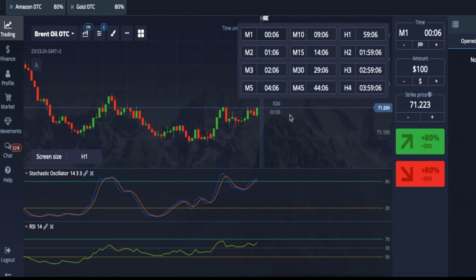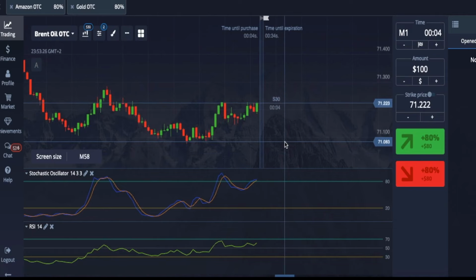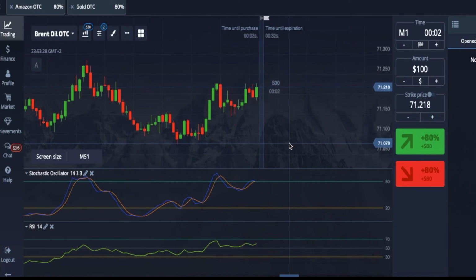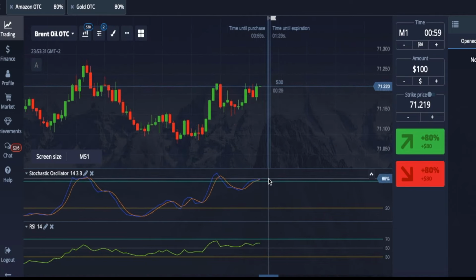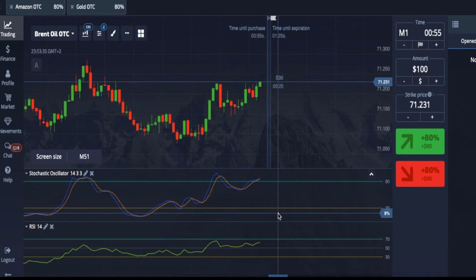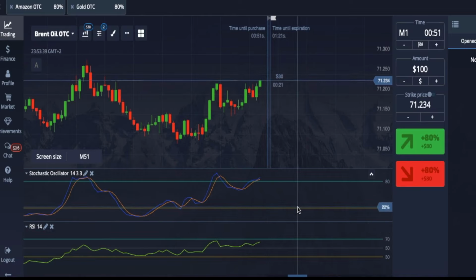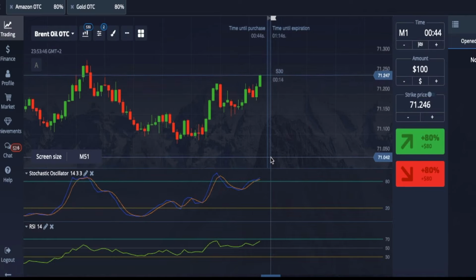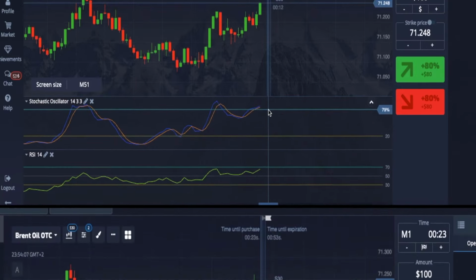Now the strategy for this is very simple. We are looking for overbought and oversold conditions. For the stochastic, we are looking for it to be over the 80, which is an overbought situation, so therefore we are looking to take a sell. And when it is under the 20, we are looking to take a buy for an oversold position.